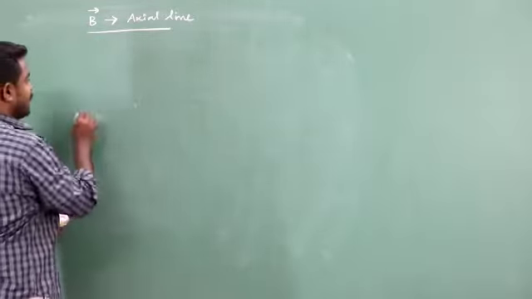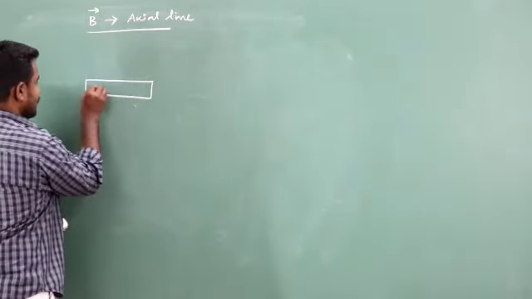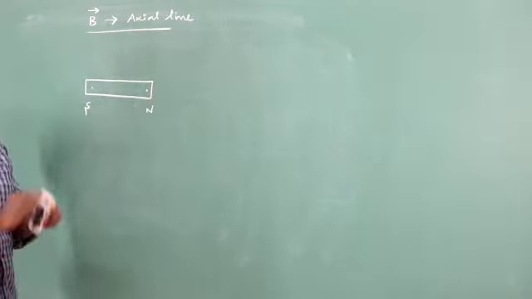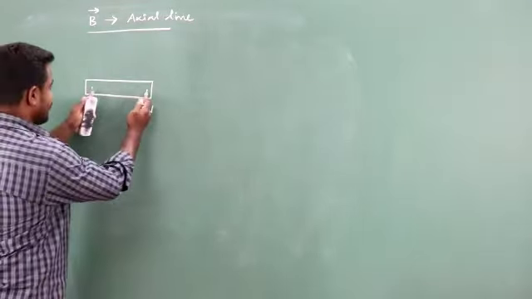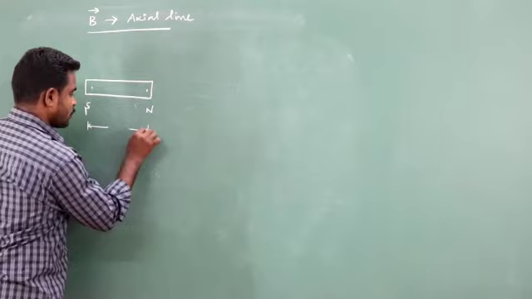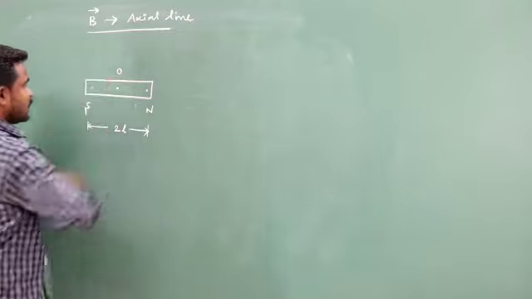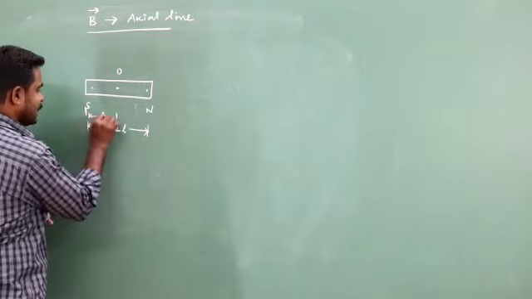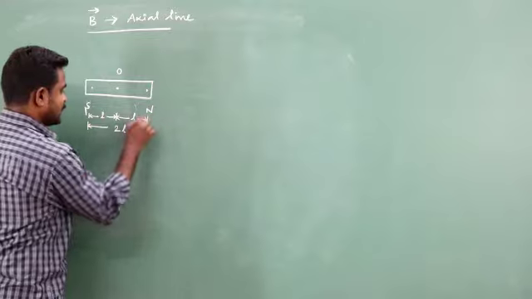Let us consider the bar magnet NS. N is the north pole, S is the south pole. Already we know the geometrical length is the total length of the bar magnet, and the magnetic length is the distance between the poles, that is 2L. The geometrical center is O. Separating it, O to S is L, and O to N is another L, so the total is 2L.